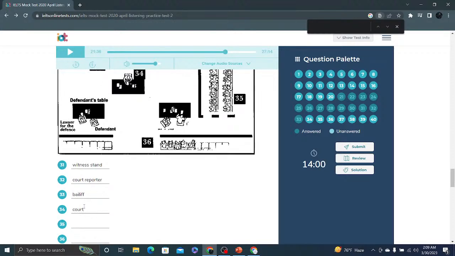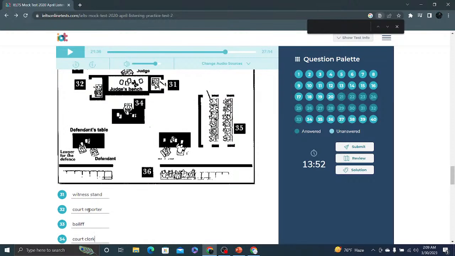C-O-U-R-T court, C-L-E-R-K clerk. Okay, let me explain it to you. As he was saying, directly in front of the judge's bench, so this is the judge's bench, located in the central room. So this one is located in the central courtroom area known as the well.